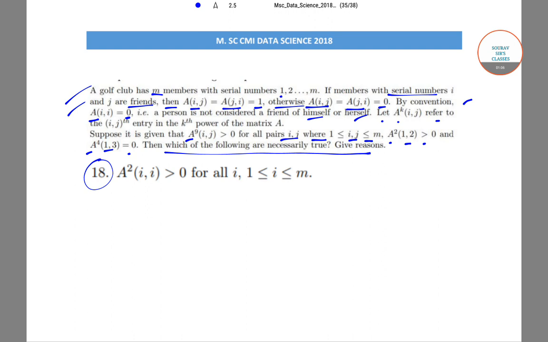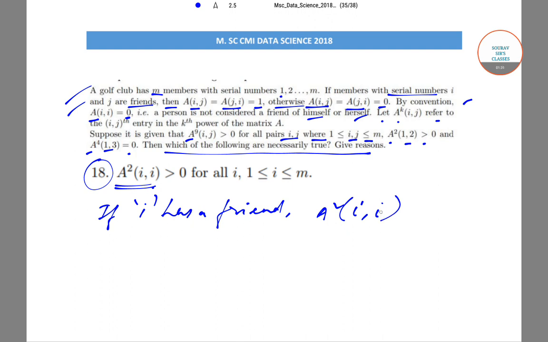Now it has been given. There can be two conditions. Now we are concerned with this part. If i has a friend, then in that case a square of i, i is definitely greater than 0.